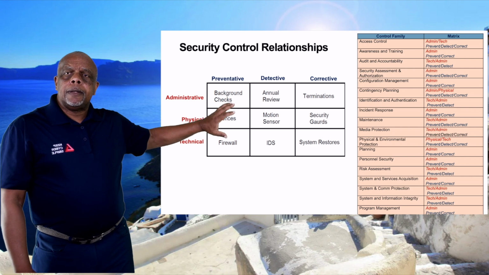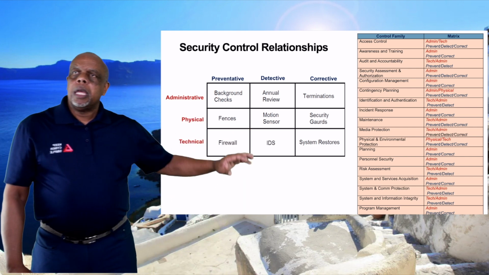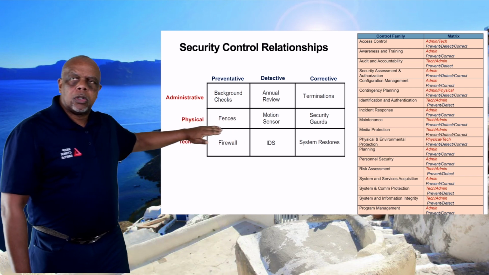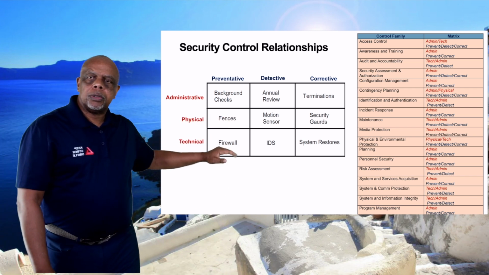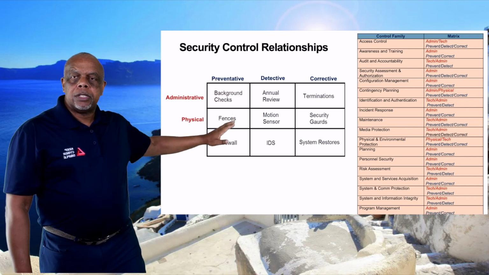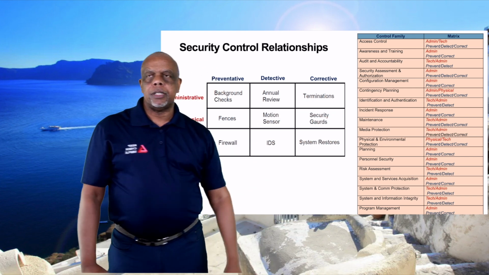So you see that we have ways that we can break out and look at controls, okay? Because if you look at it from a perspective, we have administrative controls, you have physical controls, and you have technical controls. Now, these controls also could be preventative in nature, they could be detective in nature, or they could be corrective in nature.